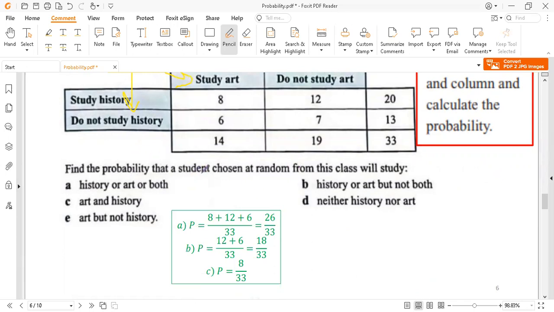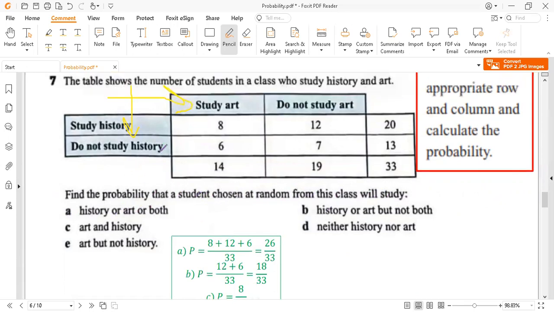So find the probability that a student chosen at random from this class will study history or art or both. History, so we have to add this whole row. So it could be history with art, history without art, okay? Or both, or art. So normally we are interested in these two numbers, and we are interested in these numbers.